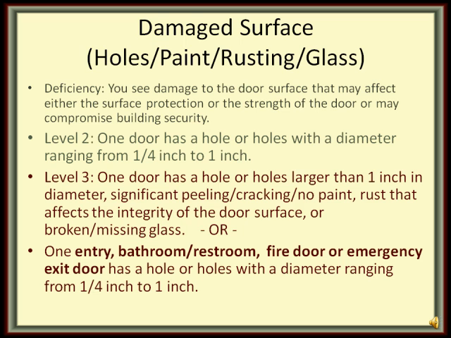There is no level 1. Level 2 says one door has a hole or holes with a diameter ranging from 1/4 of 1 inch to 1 inch. Level 3 says one door has a hole or holes larger than 1 inch in diameter, significant peeling paint, cracking paint, no paint, or rust that affects the integrity of the door surface, or broken or missing glass. Or, continuing the level 3 definition, one entry door, bathroom or restroom door, fire door or emergency exit door has a hole or holes with a diameter ranging from 1/4 of 1 inch to 1 inch.